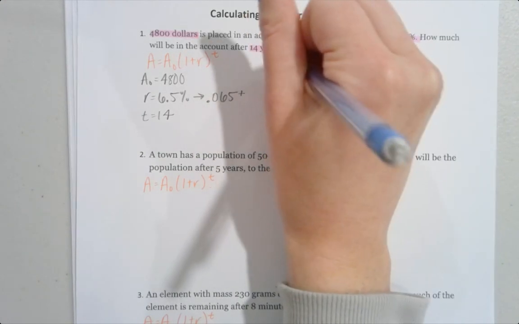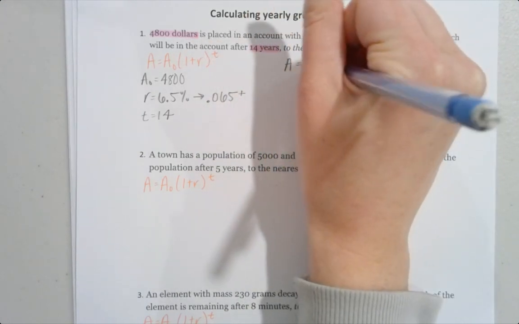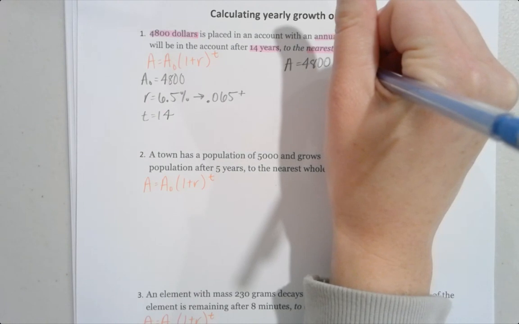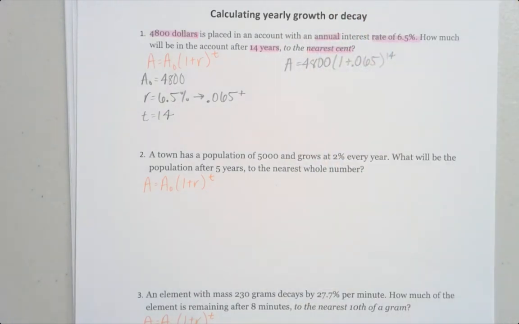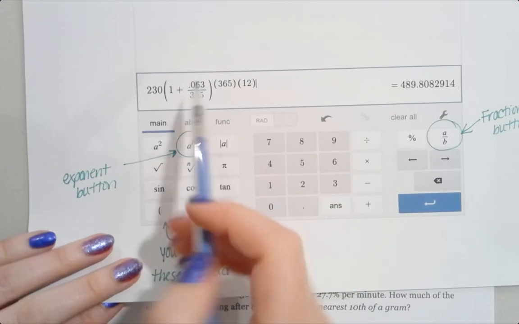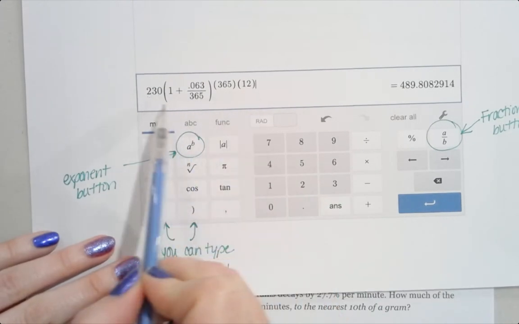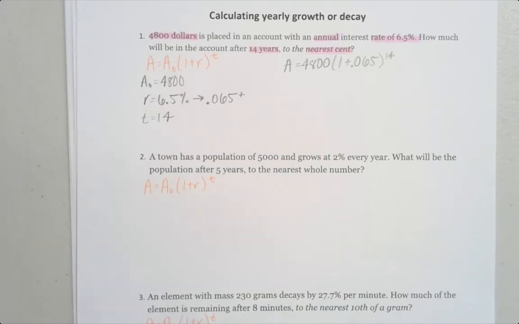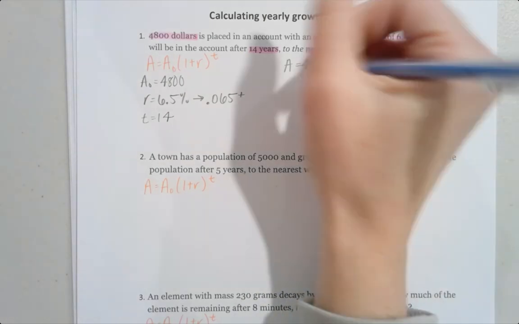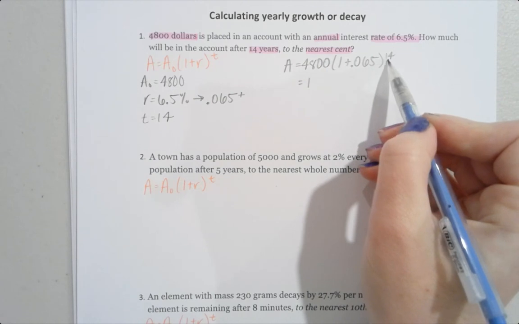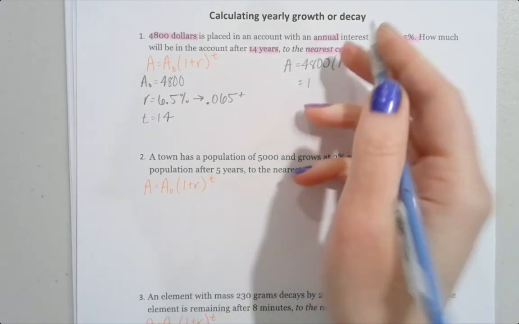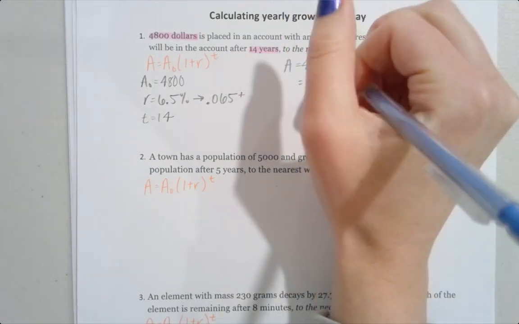So let's go ahead and plug in. So this is going to look like 4,800 times 1 plus 0.065 to the power of 14. Again, this is where that calculator is going to come in handy. So if you don't have it with you, please press pause and go grab it, or go onto Delta Math, because you can type in exactly what we wrote out right in here and it will give you your answer right away. You can type it in right as you see it. When you do type this into your calculator, again, when you're using exponents, you could use a little caret and then make sure you put your exponents in parentheses so that your calculator doesn't go crazy on you.